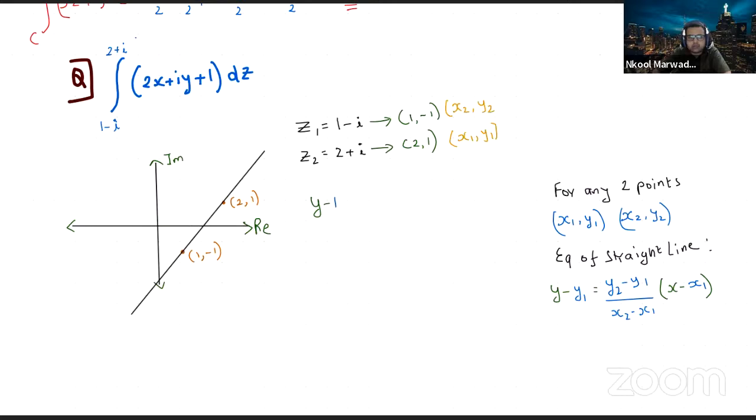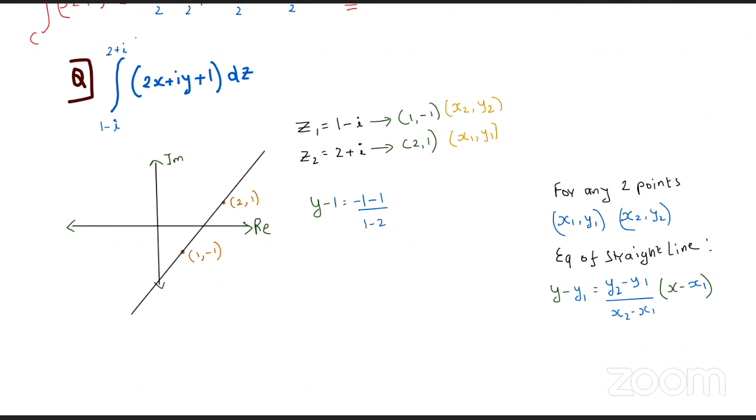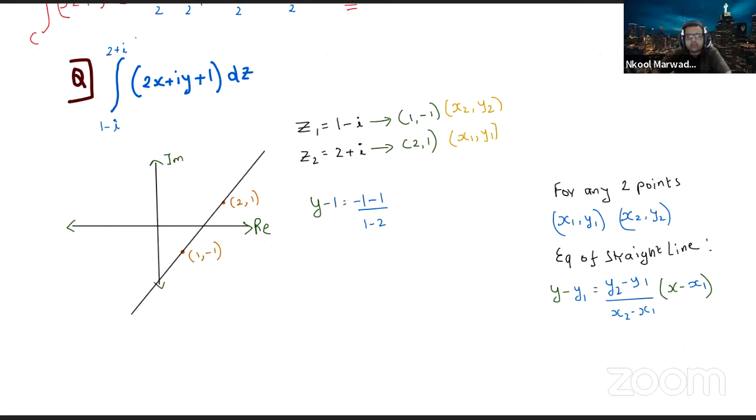So y minus 1 will be equal to (y2 minus y1) upon (x2 minus x1) times (x minus 1)... we are doing this for the limits. Ultimately, in the contour integral, the first step is to find the equation of the contour.